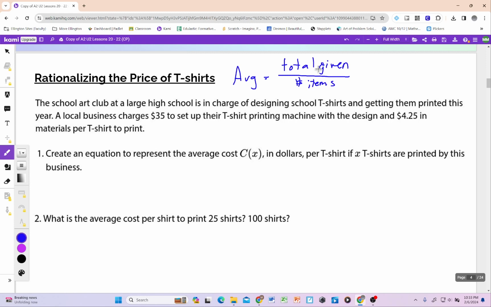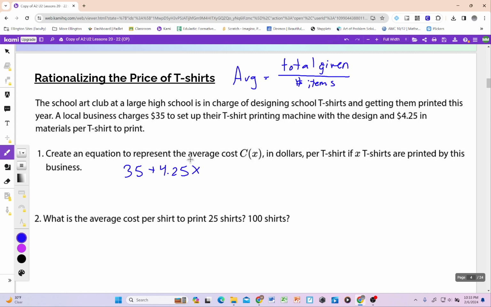Now, if this were Algebra 1, we could find an equation for the cost, right? That's easy. What's the total cost of the t-shirts? The total cost is going to be, sorry, not 25, wow, 35, plus, now we're going to pay $4.25 for each shirt. And so we're going to use X to represent the shirts. So that's the total cost, right?